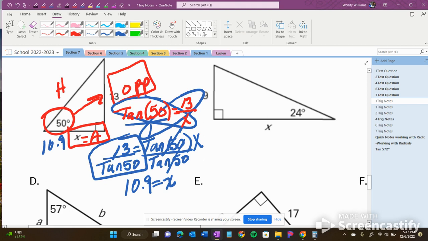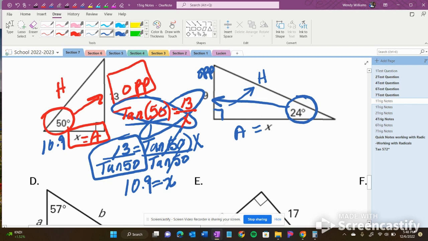All right. So I'm going to let you practice one on your own. We have 24 degrees. We see the right angle. That makes this the hypotenuse because this is the right angle. That's the hypotenuse. From 24 degrees, this is my opposite. Hypotenuse, opposite, that makes this my adjacent.